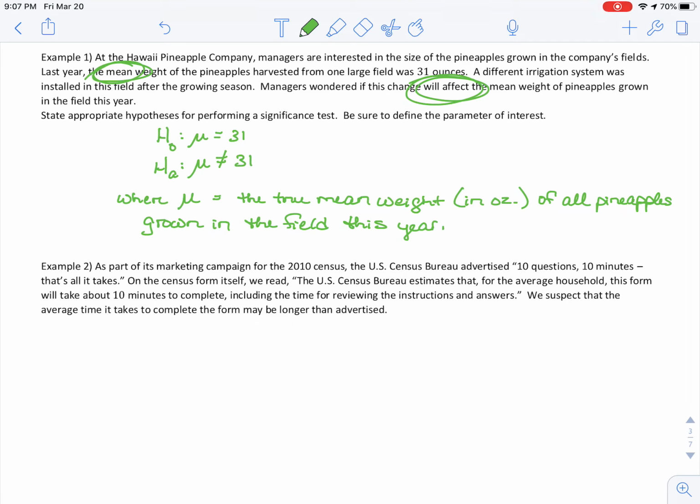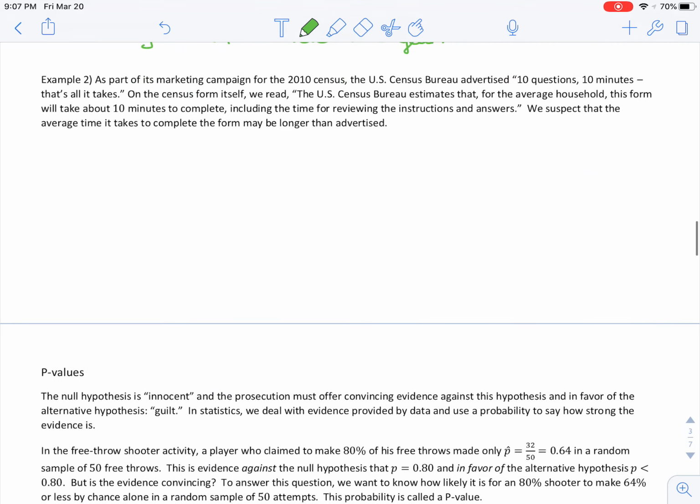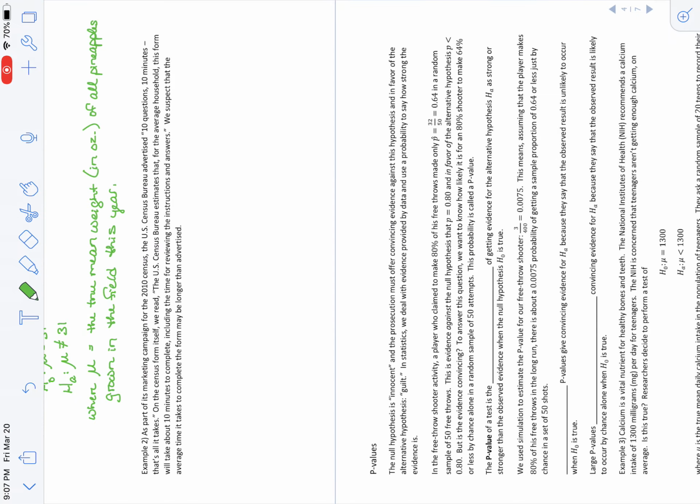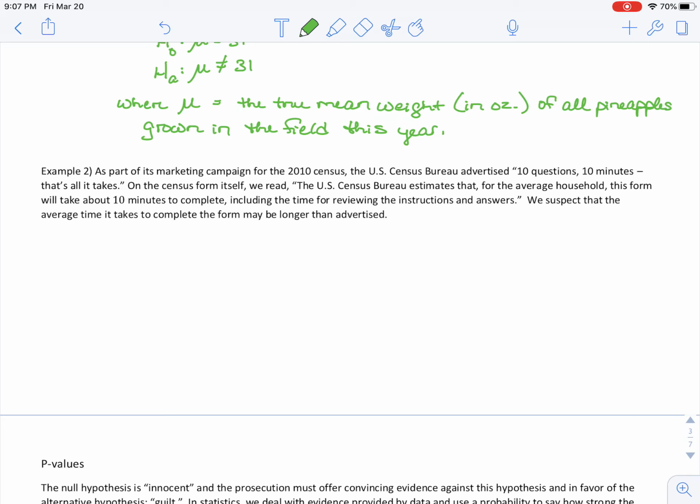Example 2 is just another one going through. Why is that broken up? Sorry. Usually I've read through these recently before I actually made you do this.